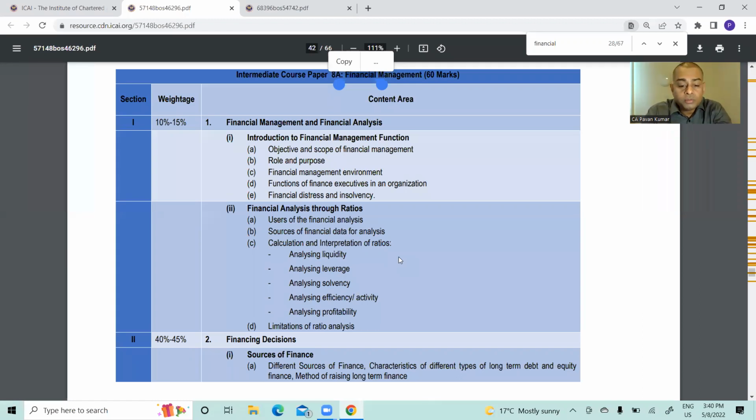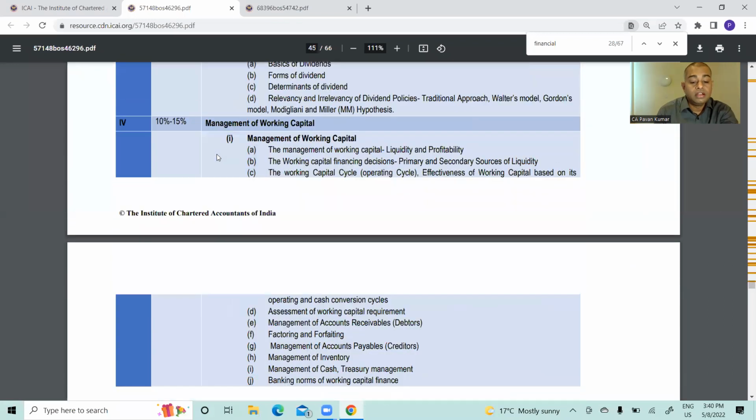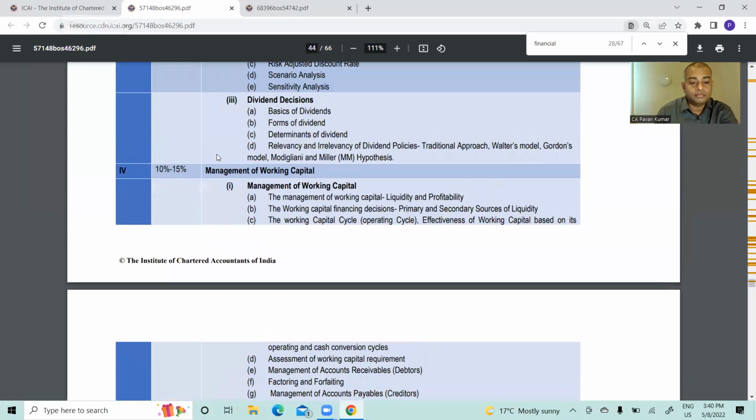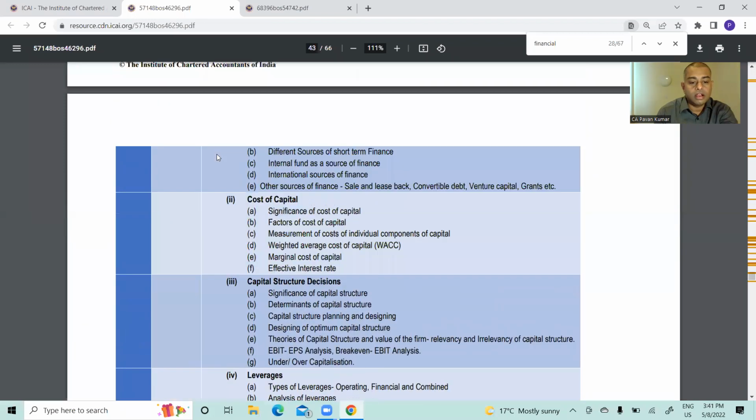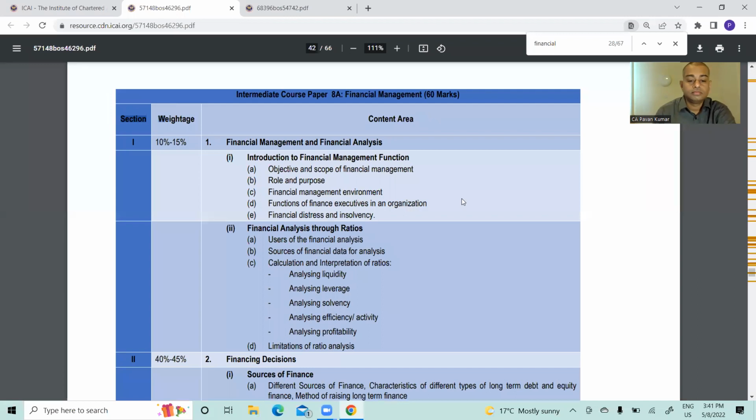Akshay, can you see there is something called section? How many sections are there? 1, 2, 3, and 4 sections, right? Yes, sir, 4 sections. Can you tell me what is the first section? Sir, the first section is financial management and financial analysis. That comprises 2 chapters. What are they?